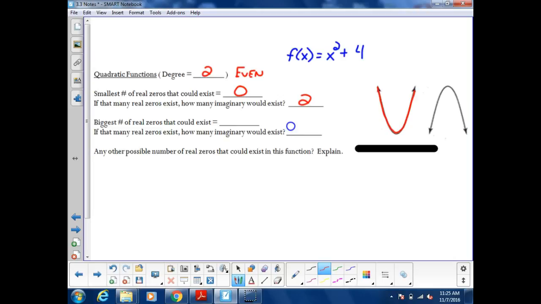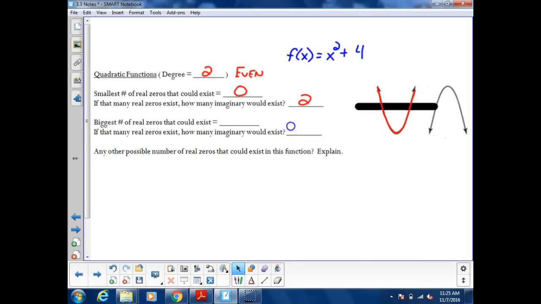What's the biggest number of real zeros that I could have? 2. Again, if I'm looking at the red one, slide it up there, it crosses in 2 spots. So if I have 2 real ones, and I can only have 2 total, that means I have how many imaginaries? 0 imaginaries.